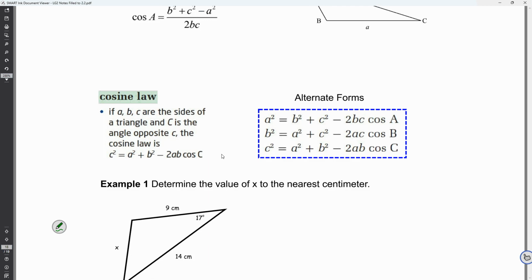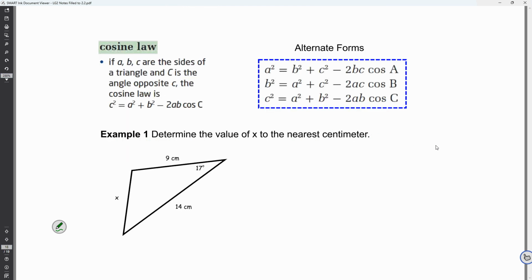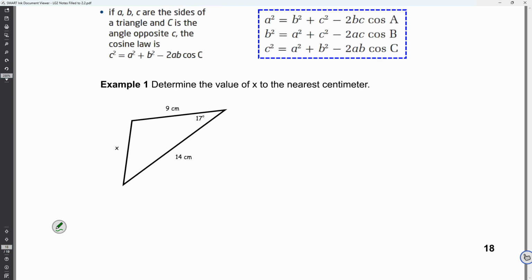If A, B, C are the sides of a triangle and C is the angle opposite, the cosine law is this. There are a lot of alternate forms. All this is basically moving around the different letters and variations on each of those. These are all in your formula sheet, so don't worry too much about memorizing it. How do we use the cosine law?